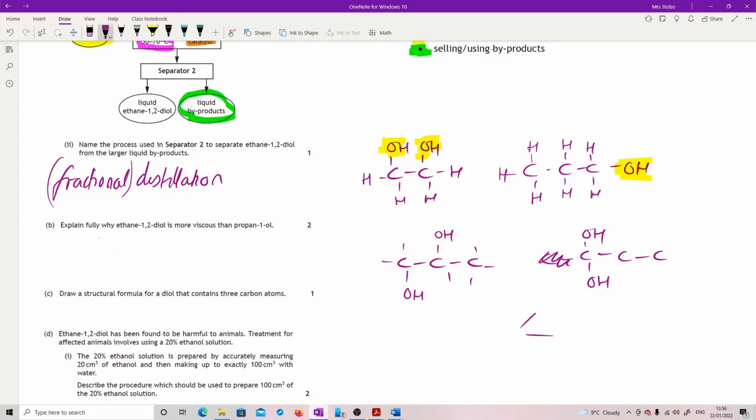I could even go to a cyclo, stick an OH on one of them, on another one, or I could put them on 2 of them. You know, it says a diol that contains 3 carbon atoms, so you've got lots of choices, just as long as you've got 3 carbon atoms and all the right number of hydrogens. And obviously in a final exam you put them all in. Okay.